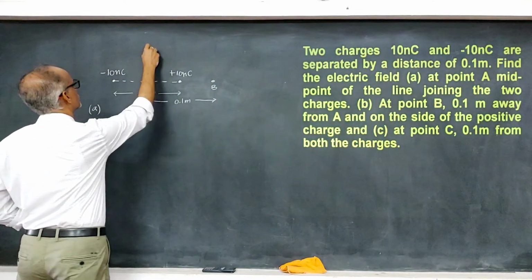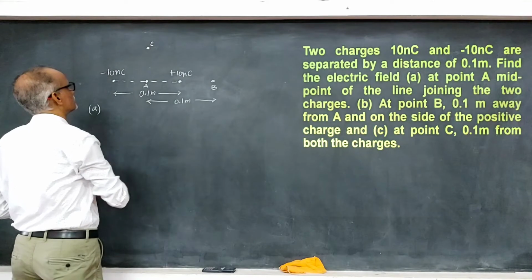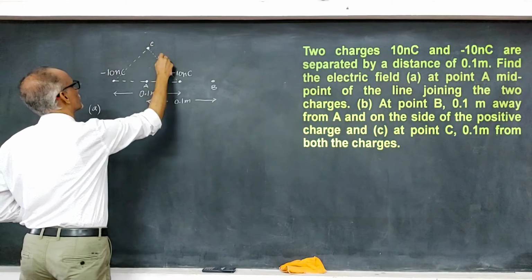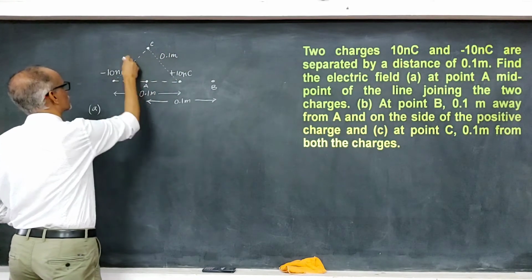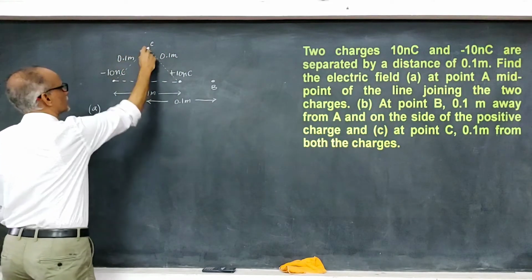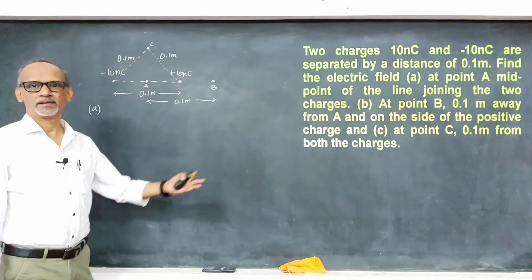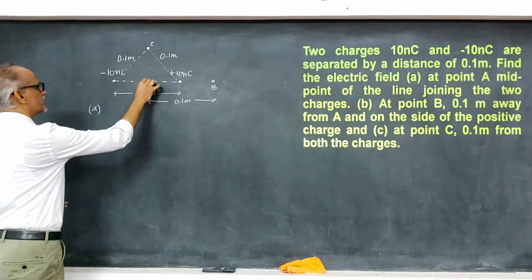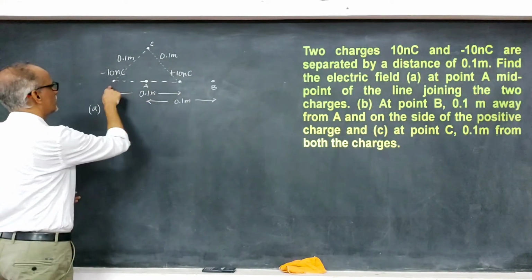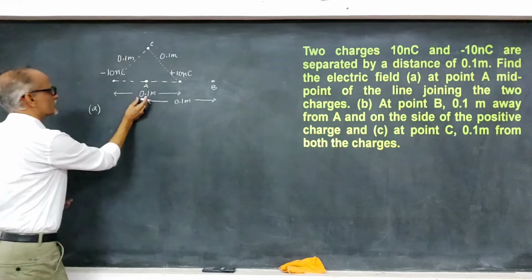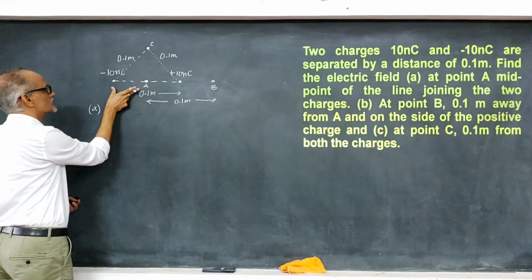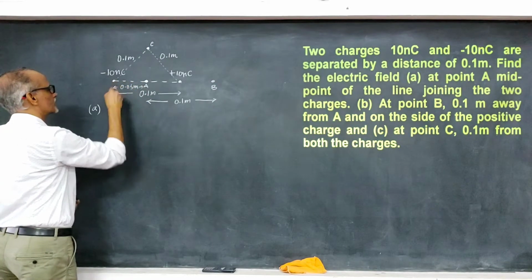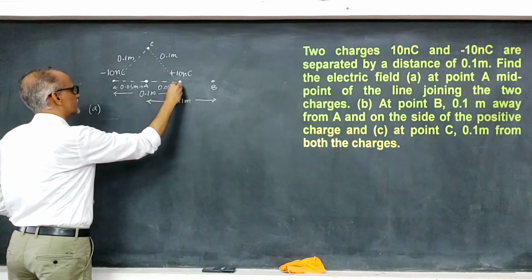So at another point C, which is at a distance of 0.1 meter from both the charges, from this as well as this. So these are the three different cases. Let's solve them one by one. I'm going to consider the first one here. We need to find the field at this particular point, that is the midpoint of the line joining the two charges. So this is 0.1, this distance will be 0.05 meter. This is also 0.05 meter.